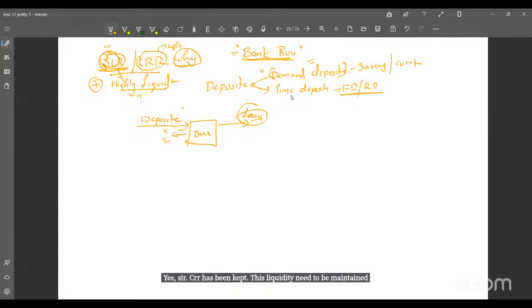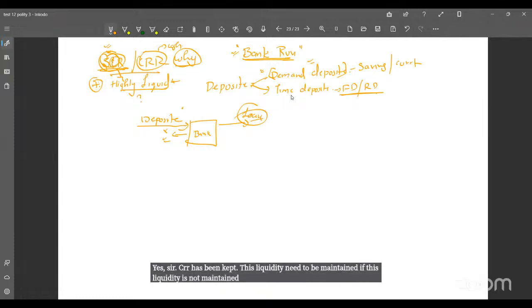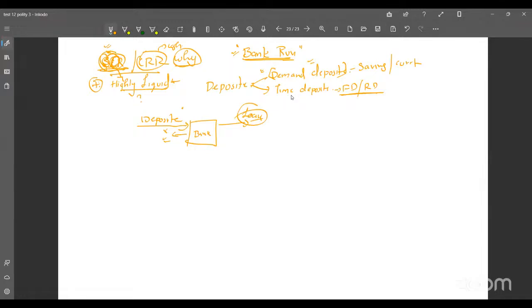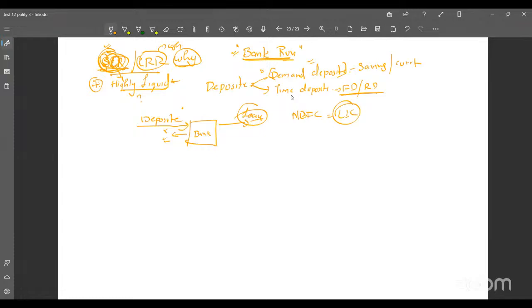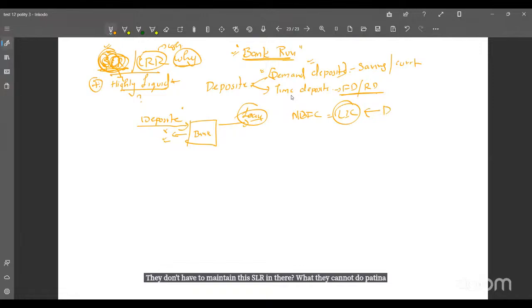If this liquidity is not maintained, அதனாலதான் இது பேர் liquidity ratio, statutory liquidity ratio. This has to be maintained. If this is not maintained, that is, the SLR doesn't have to be maintained by non-banking financial companies. இப்ப எல்ஐசி இருக்காங்க, ஸோ இவங்களாம் என்ன பண்ண தேவையில்ல, இவங்கெல்லாம் வந்துட்டு they don't have to maintain this SLR and CRR. சரிங்களா? அப்படி இருக்க போகும்போது what they cannot do அப்படின்னு பாத்தீங்கன்னா they cannot accept demand deposit.